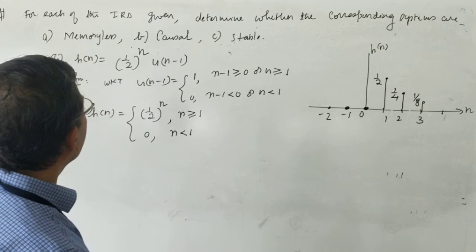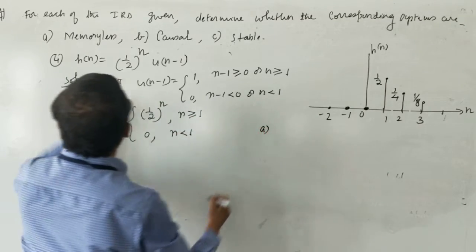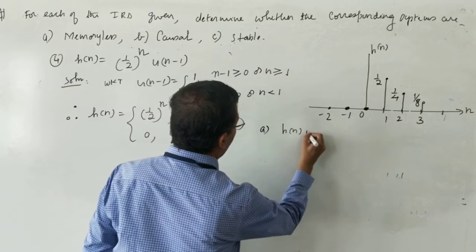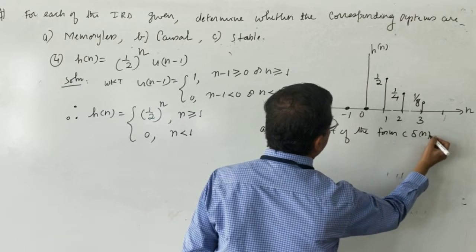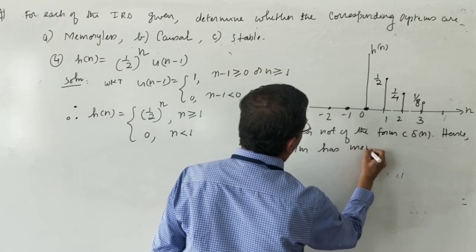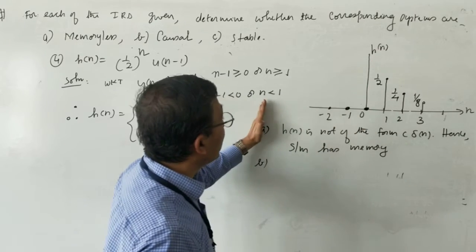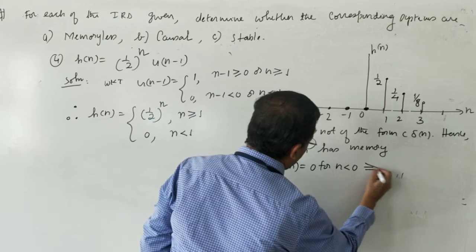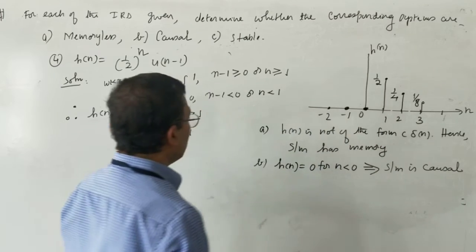And what is the expression for h of n? H of n is half to the power n for n greater or equal to 1. Now I write the comment for memoryless. H of n is not of the form C into delta of n. Hence the system has memory. But see here, there are no samples of h of n for negative values of n. That means h of n equals 0 for n less than 0, which implies the system is causal. Next, we want to go for stability.